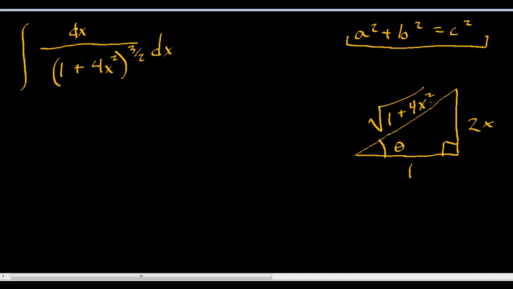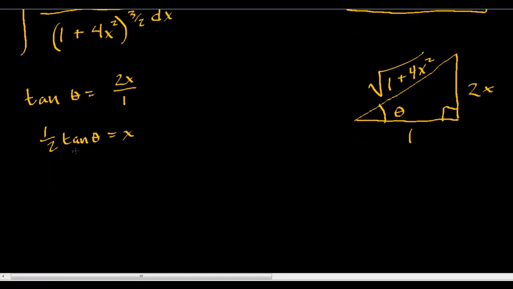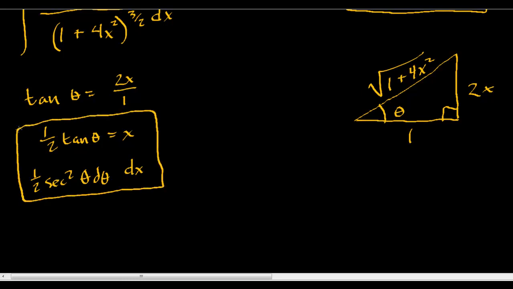So just by looking at this triangle, I'm really only given one option, right? I have the opposite and the adjacent. So I'm going to do the tangent. Tangent of theta equals opposite over adjacent. So 1 half tangent theta is equal to x. And the derivative of x with respect to theta is 1 half secant squared theta d theta. So now I'm going to take these two things and plug them in. Wherever I see the x and the dx, I'll replace them.